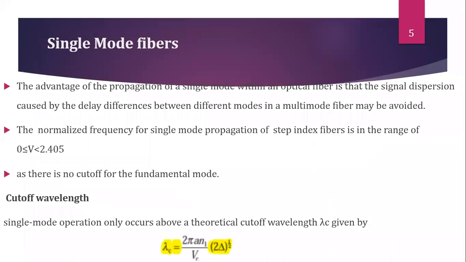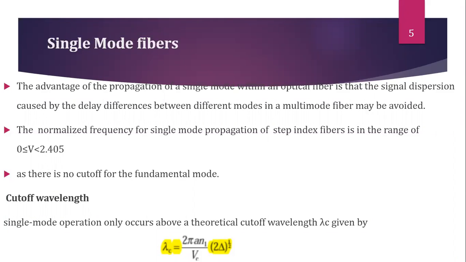So the next one is single mode fiber. Already we have learned the single mode fiber, right? The types of single mode fiber, that is step index fiber, graded index fiber, right? So now especially we are going to learn what parameters we have in the single mode fibers. In single mode fibers, the propagation is advantageous because signal dispersion due to delay difference among various modes, that is in case of multimode, is avoided.